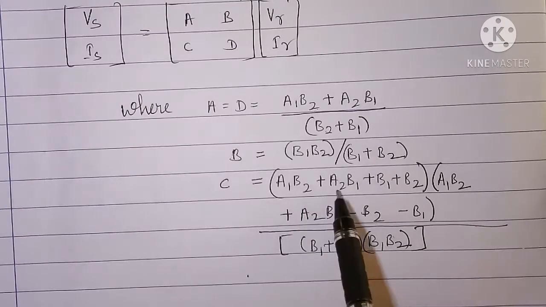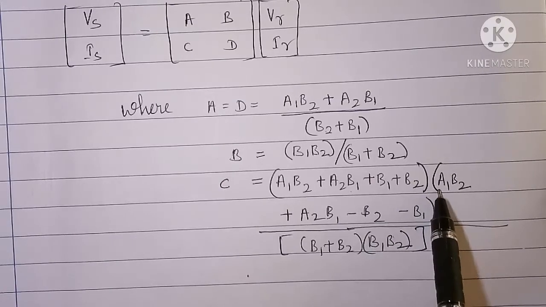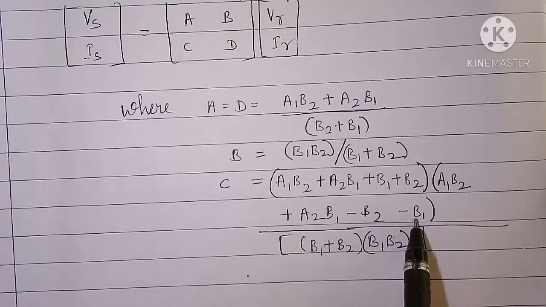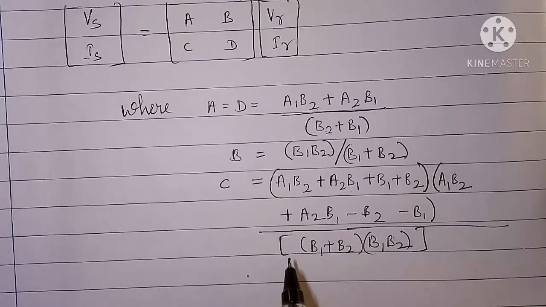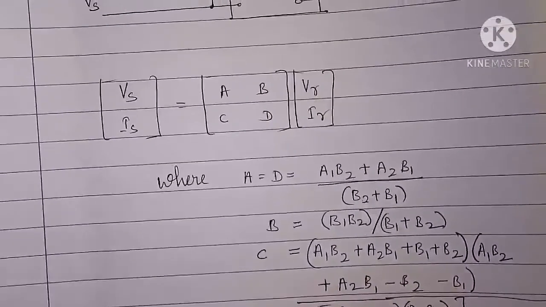(A1 B2 plus A2 B1 plus B1 plus B2) into (A1 B2 plus A2 B1 minus B2 minus B1), bracket complete, whole divided by the product of B1 plus B2 and B1 into B2. So this way we can represent two networks connected in parallel by ABCD constants.